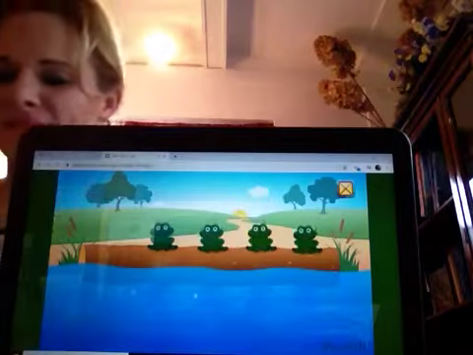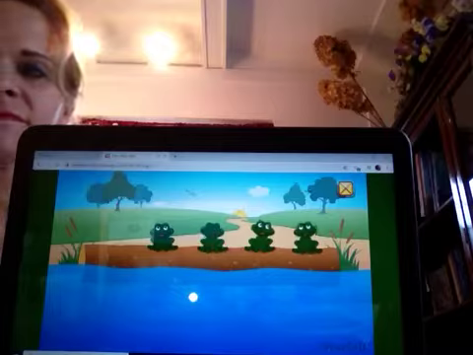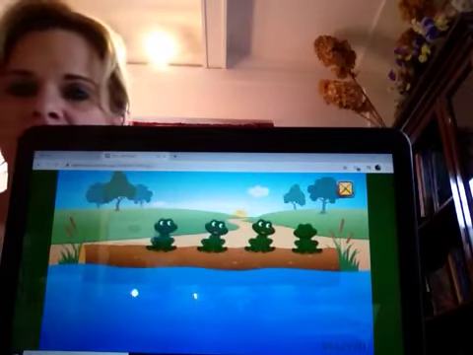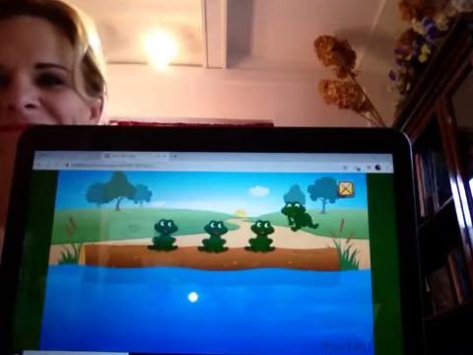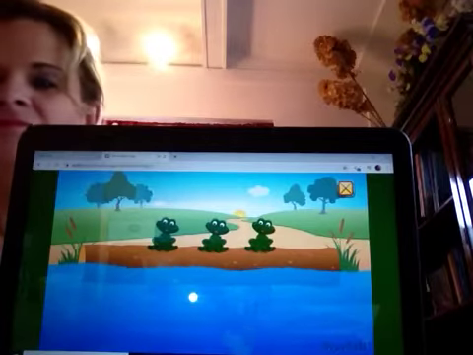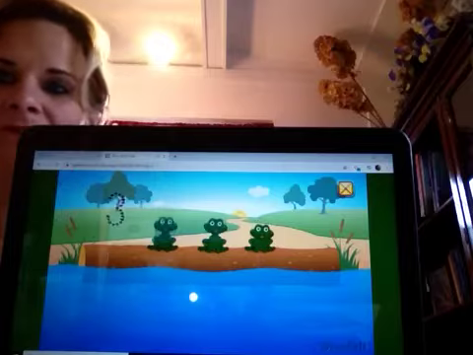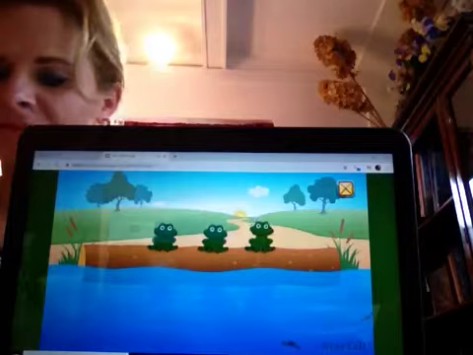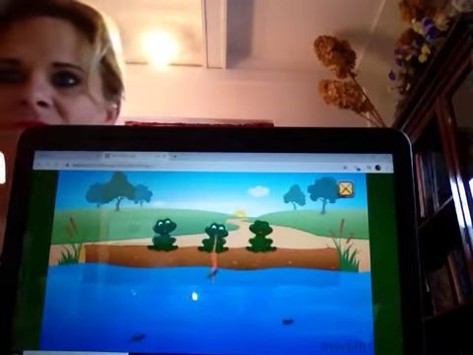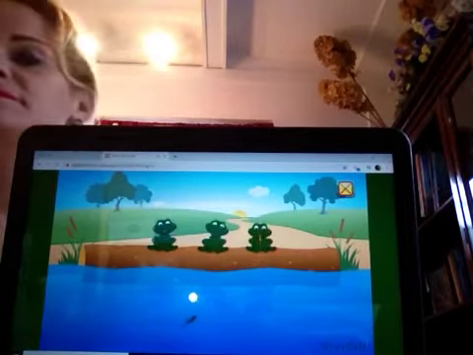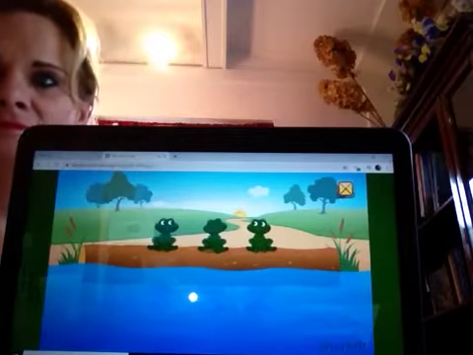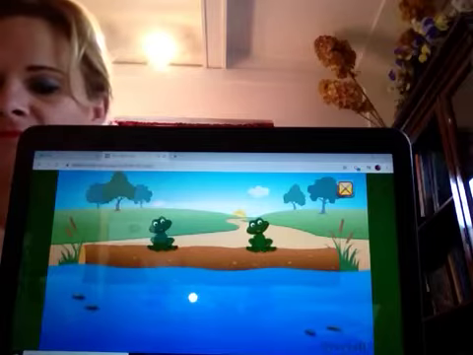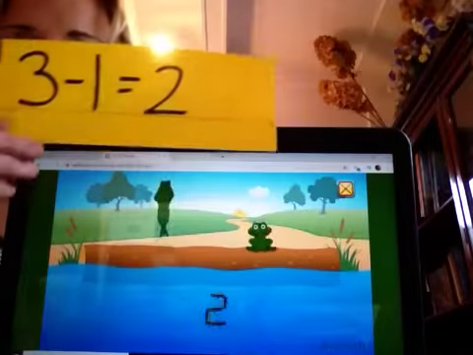4 little speckled frogs sat on a speckled log, eating some most delicious bugs. Yum, yum. One jumped into the pool, where it was nice and cool. Then there were 3 green speckled frogs. Glub, glub. 3 little speckled frogs sat on a speckled log, eating some most delicious bugs. Yum, yum. One jumped into the pool, where it was nice and cool. Then there were 2 green speckled frogs.